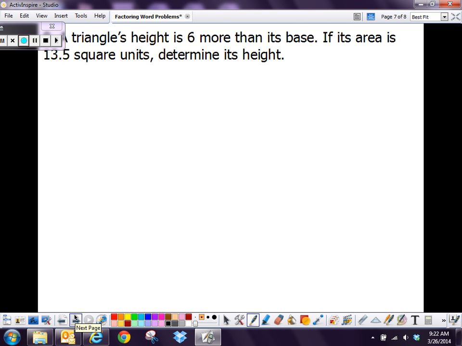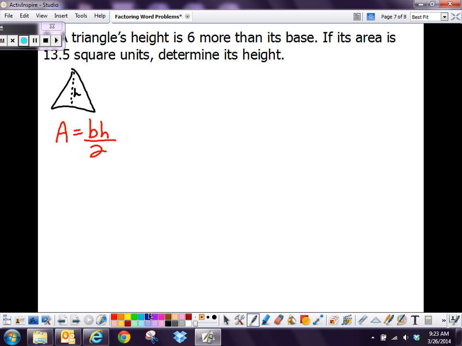Okay, number 8. A triangle's height is 6 more than its base. If its area is 13.5 square units, determine its height. All right, so we're talking about a triangle. This is the height of a triangle. I'm going to write down the formula for area of a triangle. Now on the formula chart, it's going to tell you 1/2 base times height, which definitely is true, but I think that base times height divided by 2 is sometimes easier to work with than that 1/2 fraction.